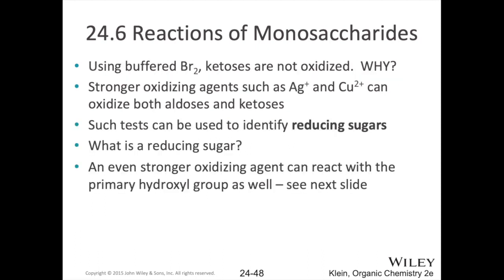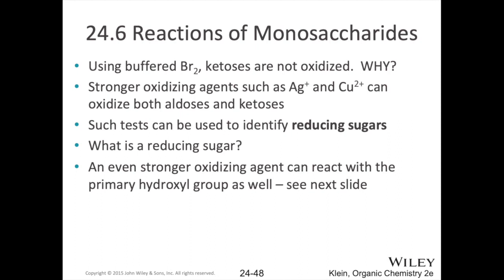Please note that we only oxidize our aldehydes here, right? Bromine as our oxidizing agent, which I've just pointed out is mild enough not to oxidize anything other than the aldehyde group, won't oxidize ketoses. Ketoses won't be oxidized by something that mild, so you have to use something stronger if you want to oxidize a ketose.